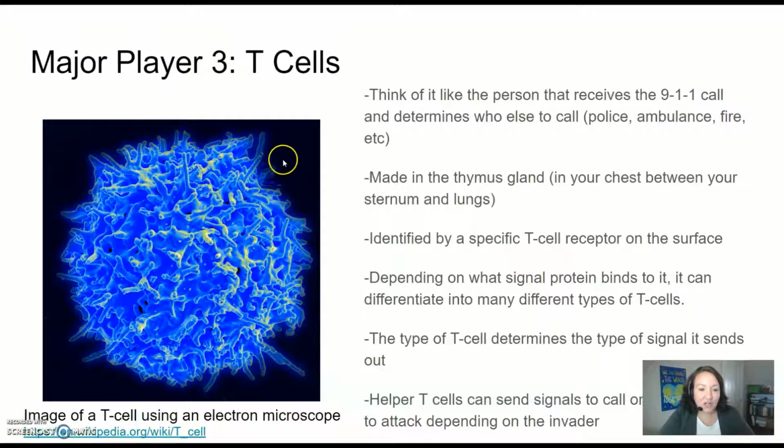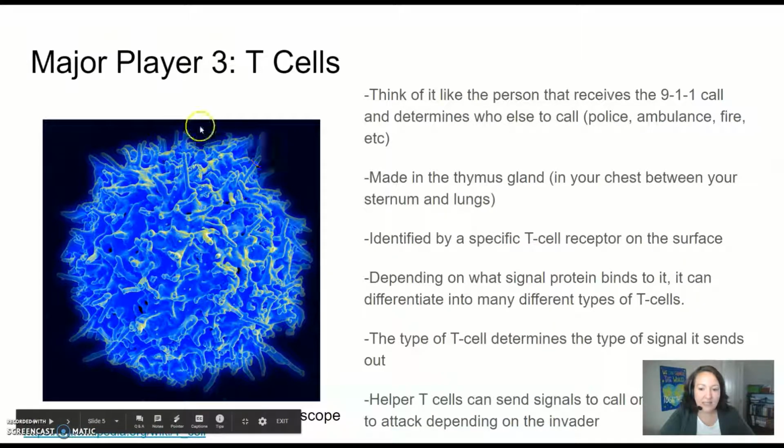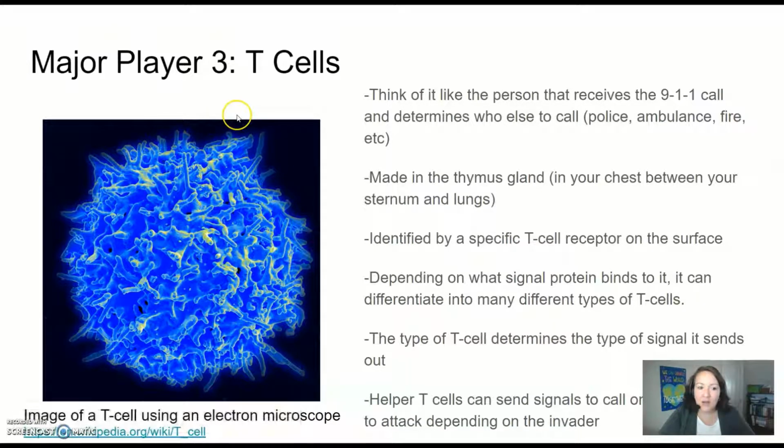So on the picture, all these little things you see sticking out are little receptor sites, where different signals can bind to it. A signal protein, sorry, can bind to it.